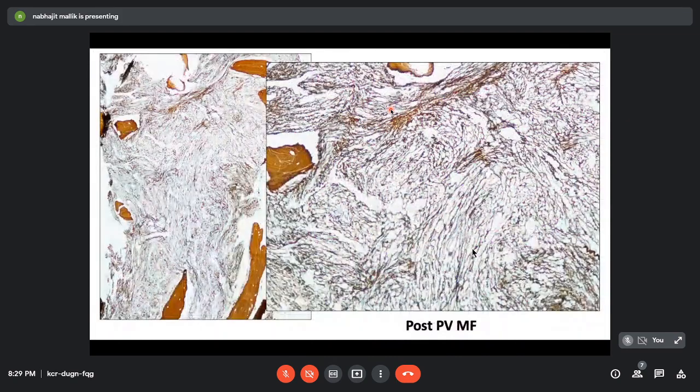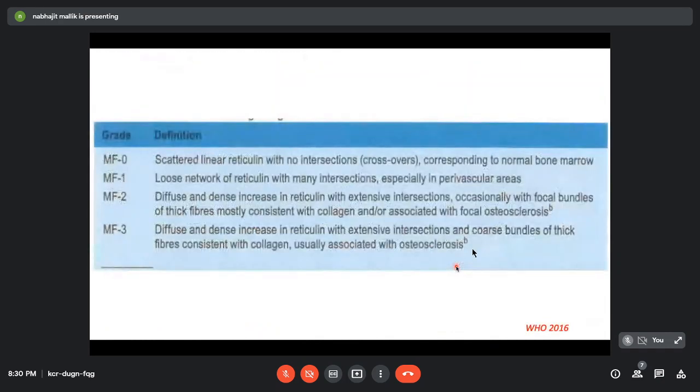And when we did a reticulin stain, we can see that there is really high concentration of reticulin in this bone marrow biopsy. And this is actually a case of polycythemia vera that is now converted into myelofibrosis. This is the grading of myelofibrosis that is used by WHO. There are various grading systems. Whatever you wish to use can be used. However, when you're giving the report, you must mention which grading system you are using in the report.